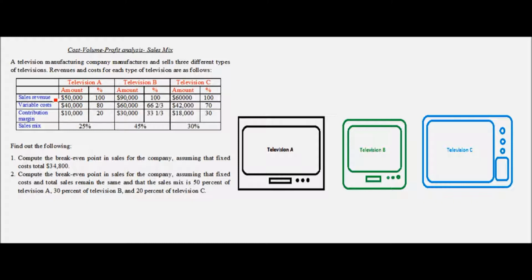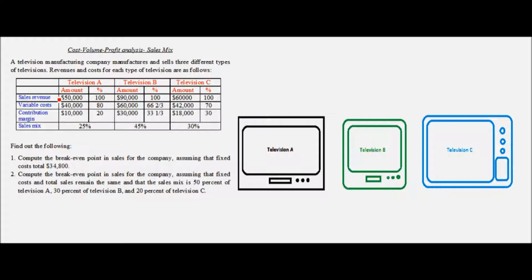Now for television A, the sales revenue is $50,000. For television B, the sales revenue is $90,000. And for television C, the sales revenue is $60,000. Now the variable cost for television A is $40,000. The variable cost for television B is $60,000. And the variable cost for television C is $42,000.